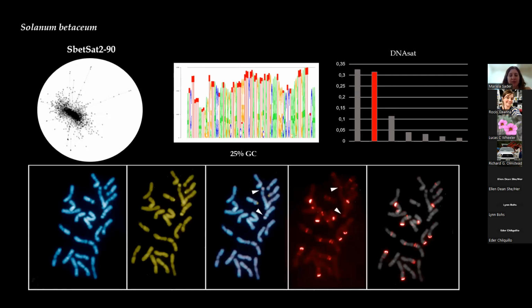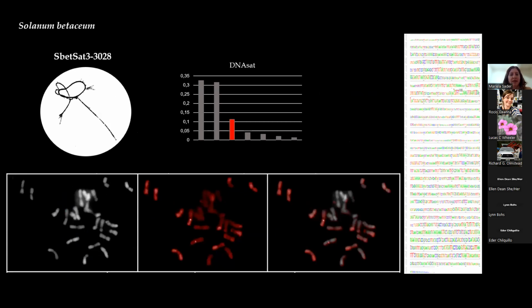Here we can see that it's a small dots distribution of the satellite that is colocalized with this big CMA plus band. And satellite 3 is a large satellite with more than 3,000 base pair. And in the FISH, we see that this is dispersed throughout the genome.